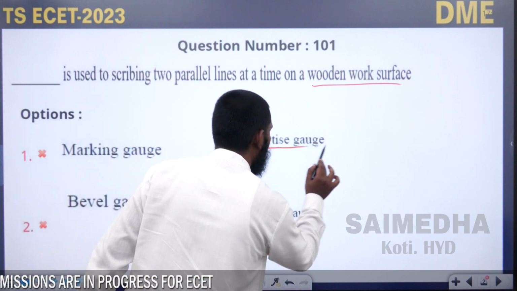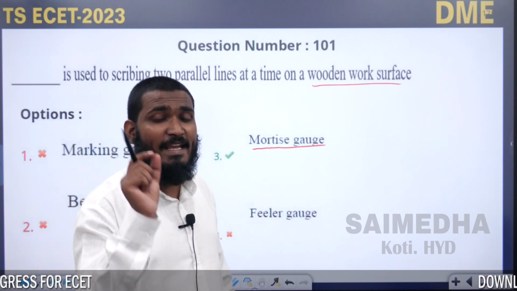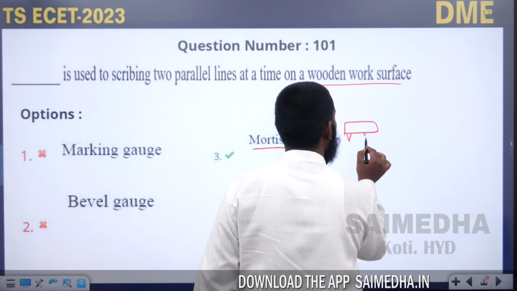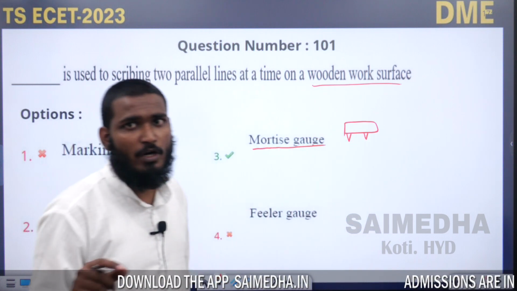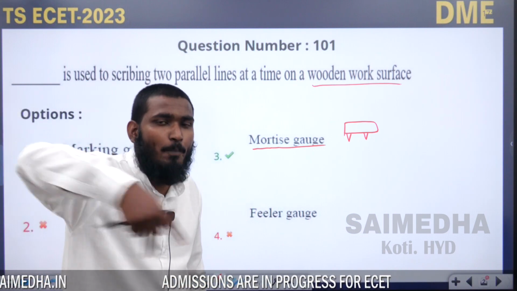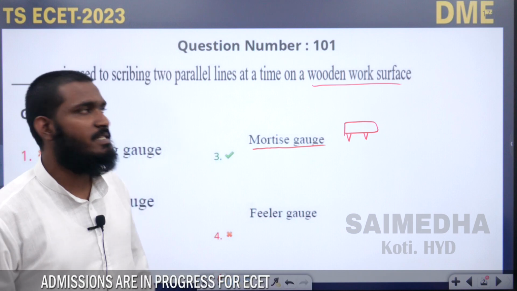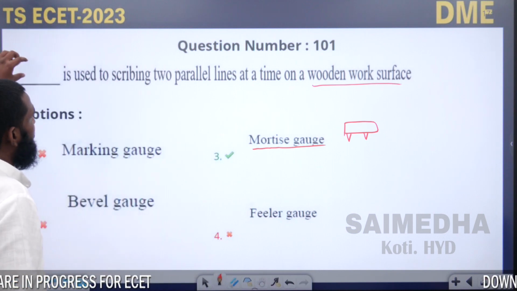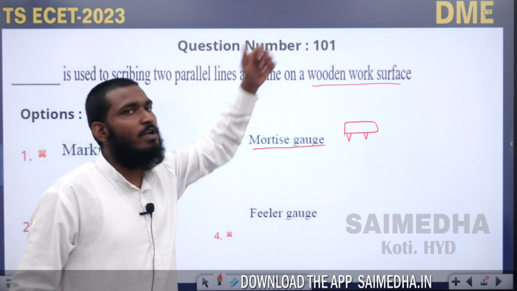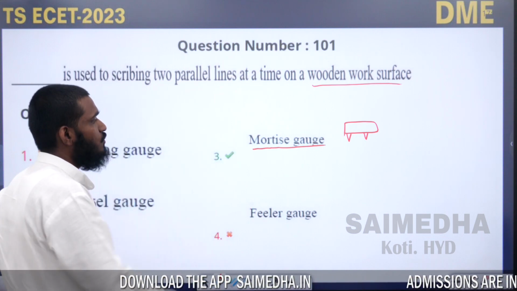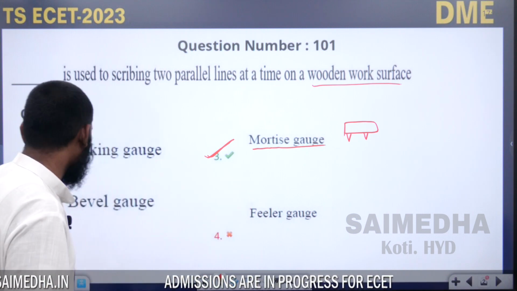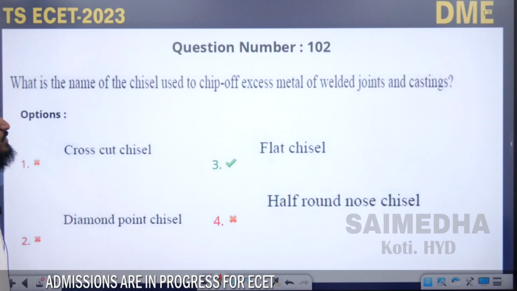A mortise gauge has two pins. With the help of two pins, we can mark two parallel lines at a time simultaneously. So that is why, for the question asking which is used for scribing two parallel lines at a time on a wooden work surface, the third option is correct. Mortise gauge, we have to remember. That's it.